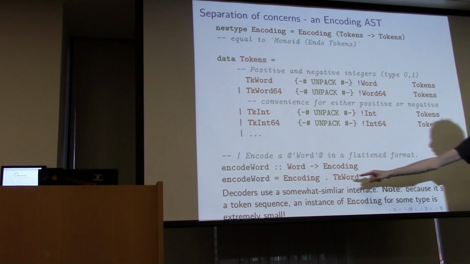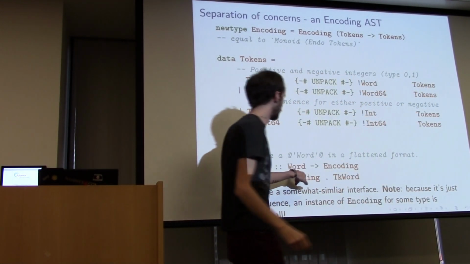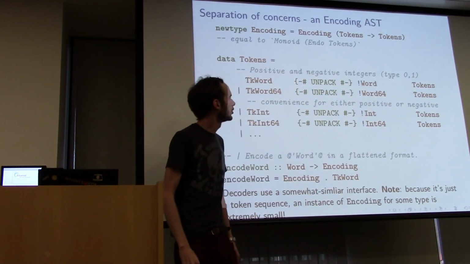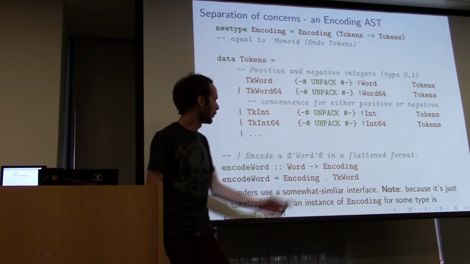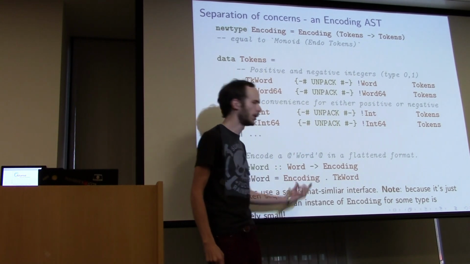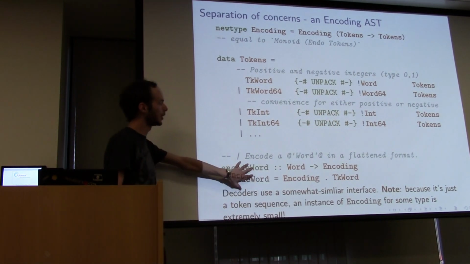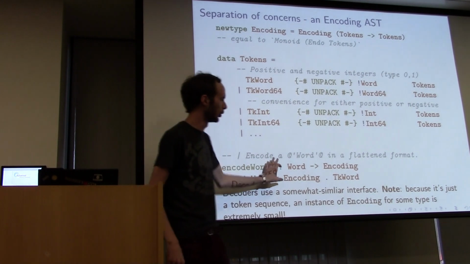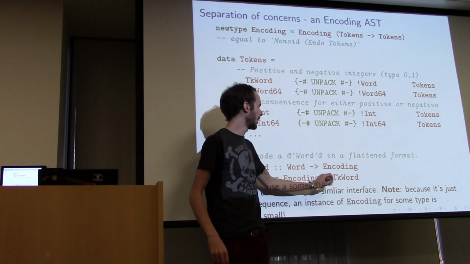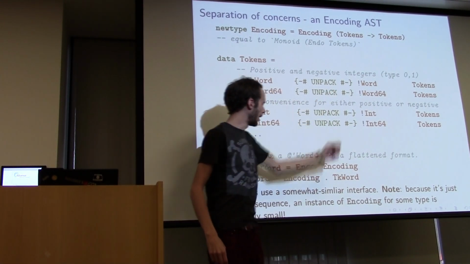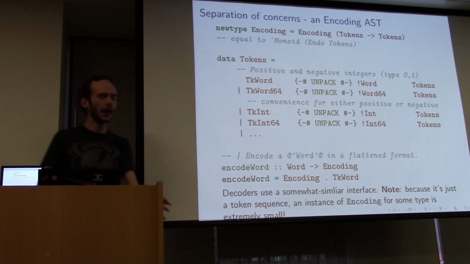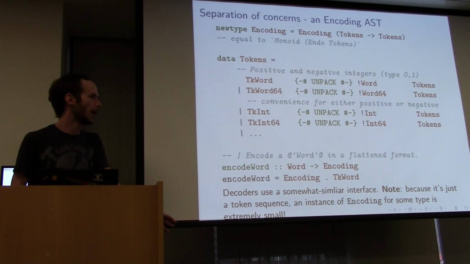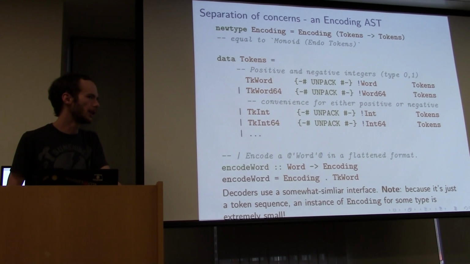And then you have simple encoders here, right? If you wanted to take a word and make an encoding out of it, just wrap it in a token word, and then wrap that token-to-token function in Encoding, and you're done. All of the encoders in binary-serialise-cbor look exactly like this. They take whatever arguments they expect, and then they just wrap it in Encoding, and that's it. And decoders use a similar interface. They actually have a continuation inside, but fundamentally it's essentially the exact same thing.